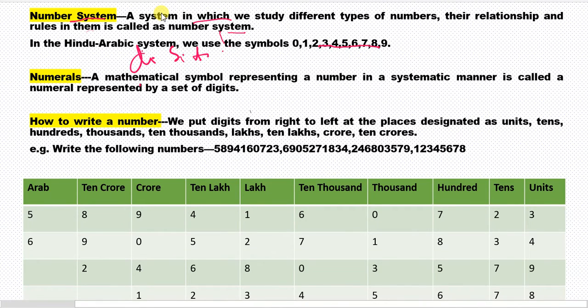Out of these 10 digits, 0 is called the insignificant digit, whereas the others are called significant digits.